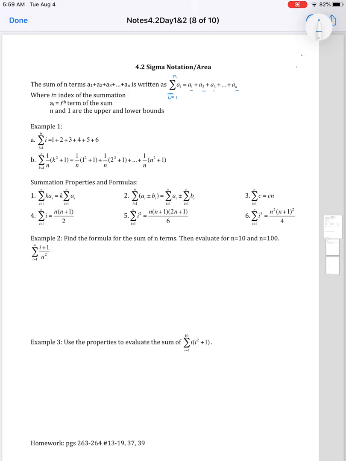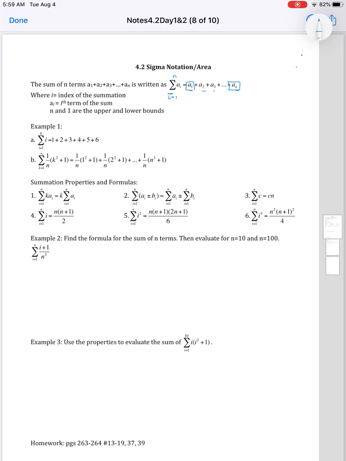And then typically you're given upper and lower bound. So like it might be written as I equals 1 to n. So 1 would be the lower bound and n would be the upper bound. 1 is the first number that we see, and n is the last number that we see.